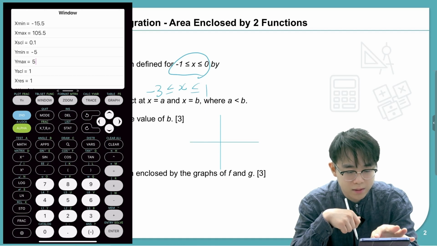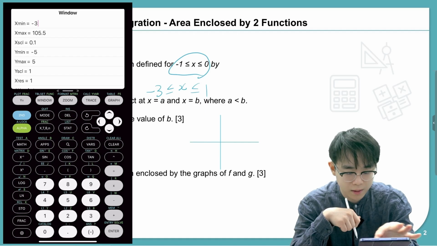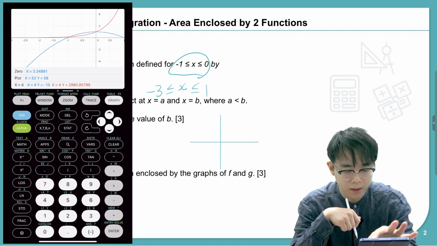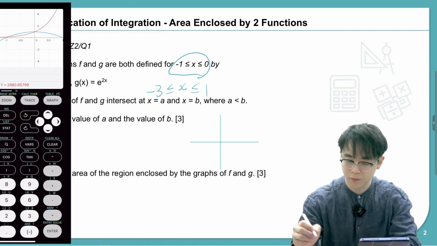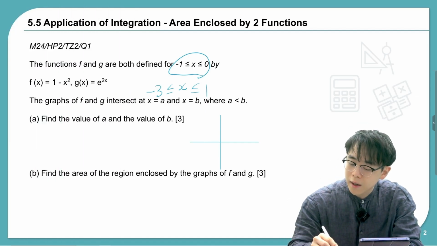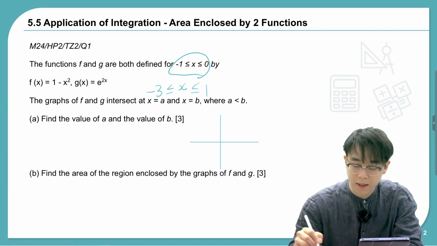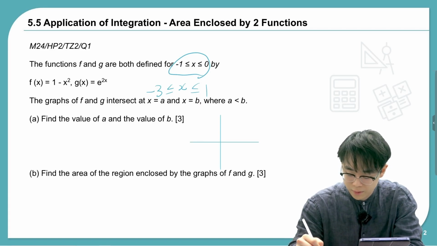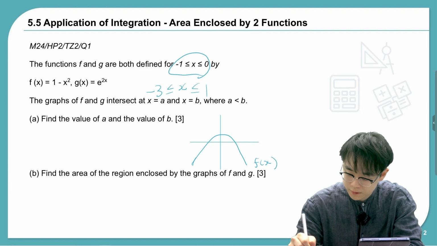And it seems that the x min hasn't been set appropriately. So x min, -3, x max, we'll say it's 1. Okay, so there we go. We have our graph. 1 minus x squared, that's an upside down parabola with our x-intercepts at -1 and 1. So we have something like that as our f of x.